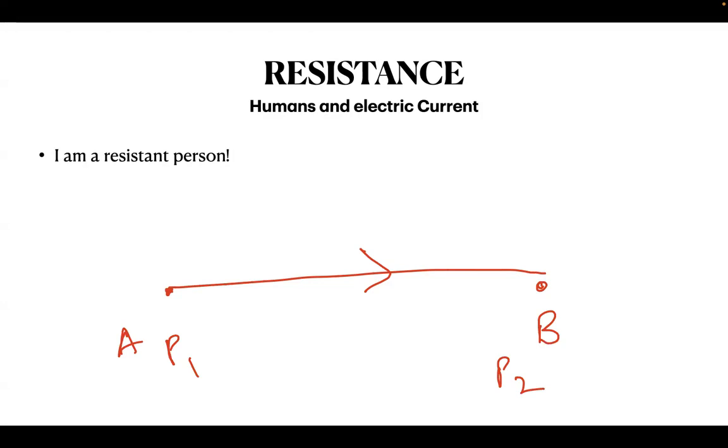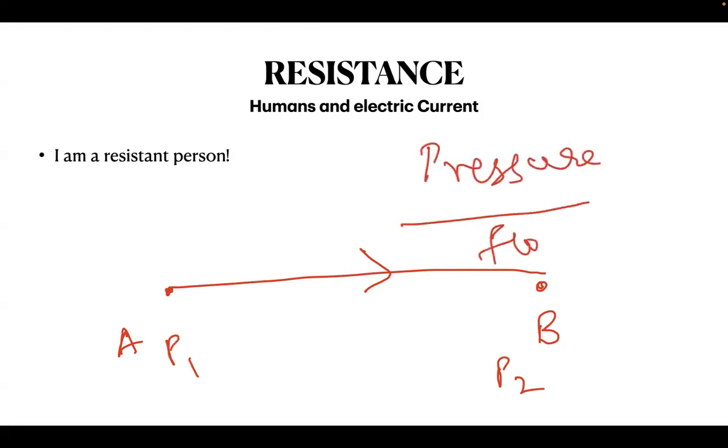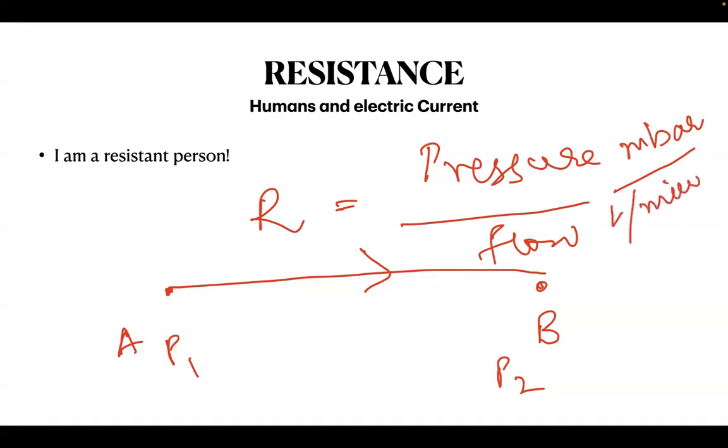So the amount of pressure that is required for a particular flow to happen would be resistance. So the unit of this would be millibar or centimeters of water divided by a unit of flow, which could be liters per minute or ml per second, etc. So resistance has a flow component to it. So R is equal to the pressure that is required to create a particular flow. P by flow would be R.